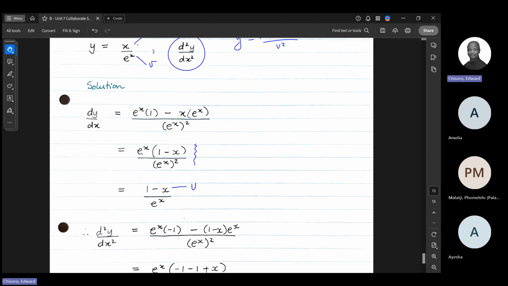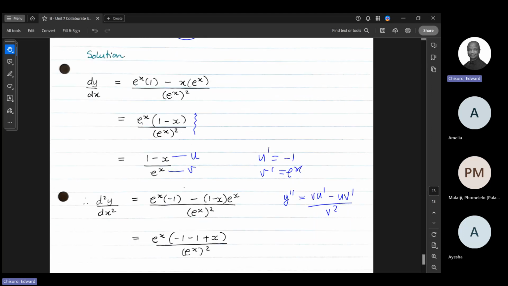That's your new numerator, your new denominator, and you know u prime is minus 1, and v prime is e to the x, and then you just substitute in. y double prime in this case would be v u prime minus u v prime all over v squared. If you substitute everything in there, this is the answer that you will get.